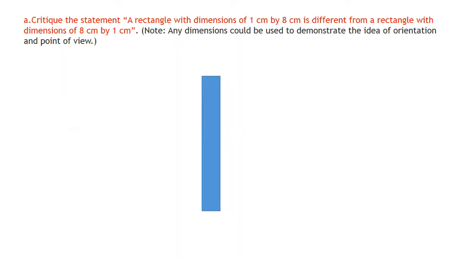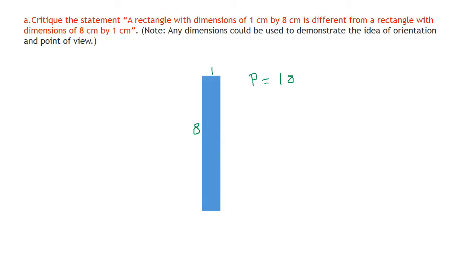All right, one of the outcomes says you have to critique the statement that a rectangle with a dimension of 1 by 8 is different from a rectangle with a dimension of 8 by 1. Well, if this is 1 and this is 8, how do you figure out the perimeter? We're going to add all the sides. 1 plus 1 plus 8 plus 8. So we know that 8 and 8 is 16, and 2 more is 18.